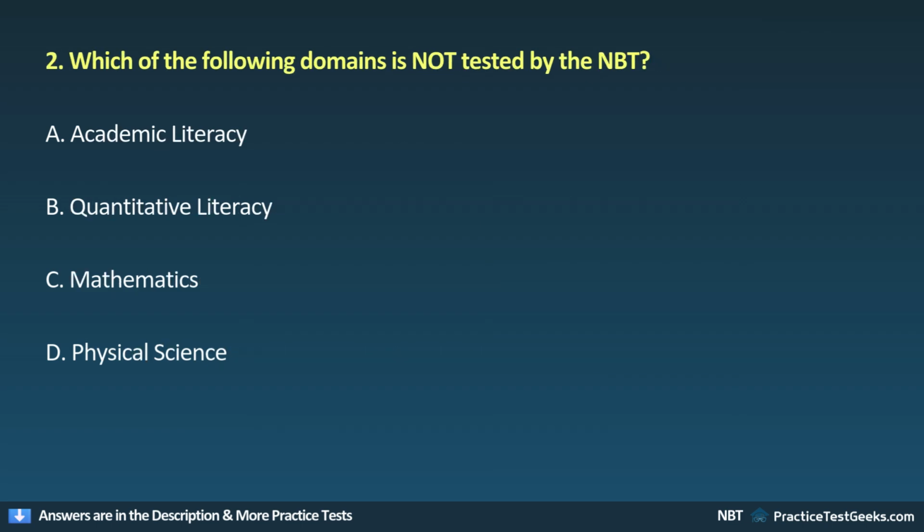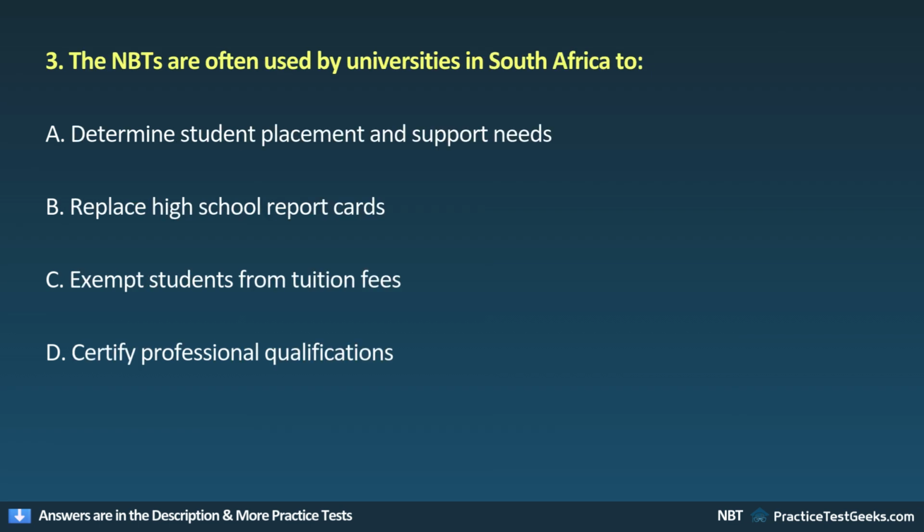2. Which of the following domains is not tested by the NBT? A. Academic literacy. B. Quantitative literacy. C. Mathematics. D. Physical science.